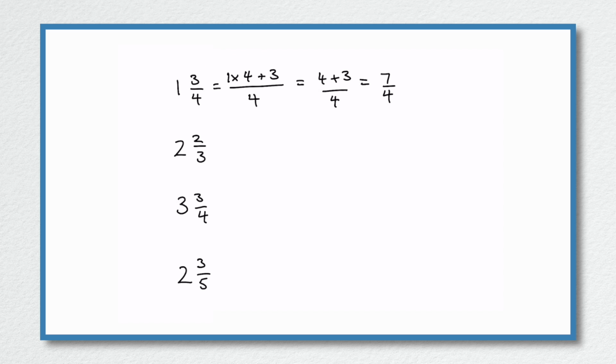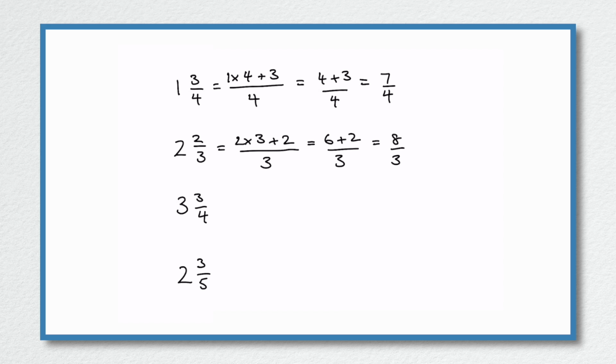If we have 2 2/3, the first thing I'm looking at is the denominator of the fraction, which is 3. So that's going to be the denominator of the improper fraction. I now need to work out the numerator. Well, I do 2 multiplied by 3, add the 2/3. Well, that becomes 6 add 2 over 3, which is equal to 8 over 3.